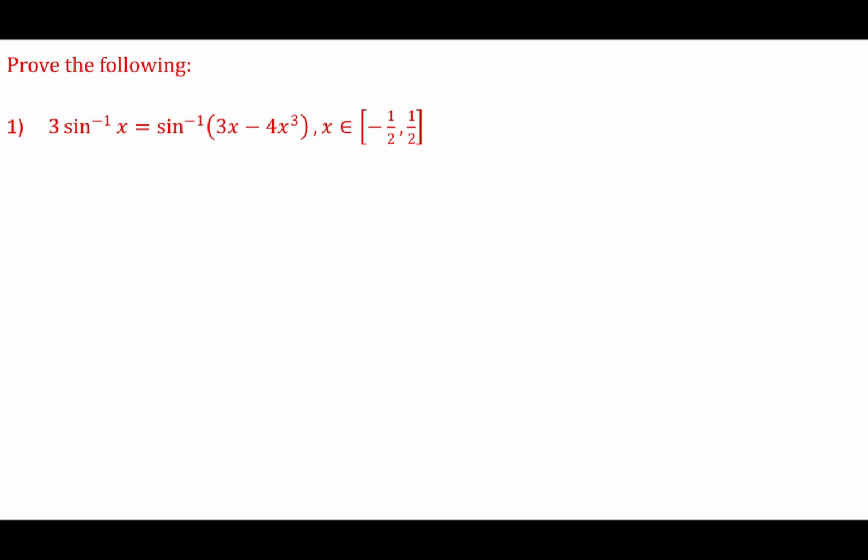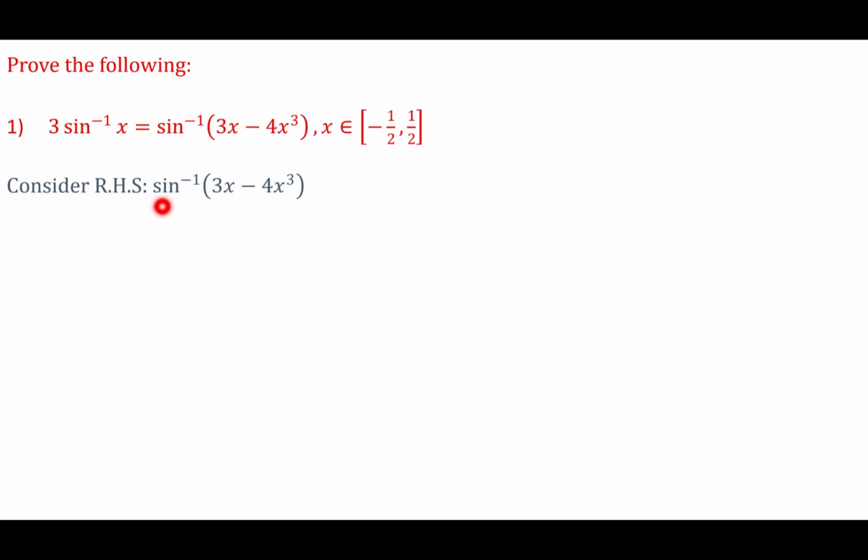Question 1. We have to prove the following: 3 sine inverse x is equal to sine inverse of 3x minus 4x cube, where x belongs to negative half to half. Let us consider first of all the right side part and we will try to get the left hand side part. So this is our right hand side part, which I wrote here.